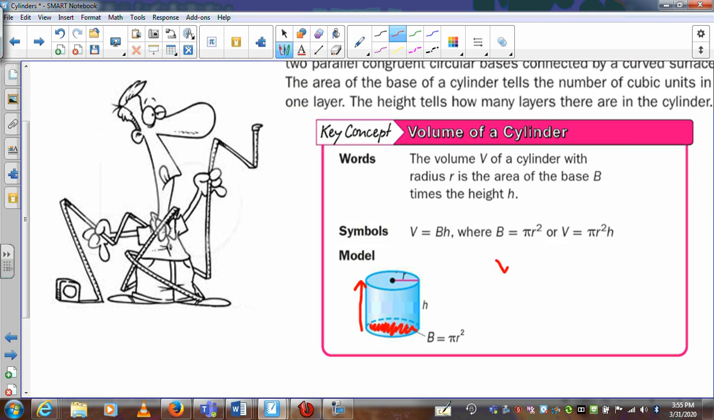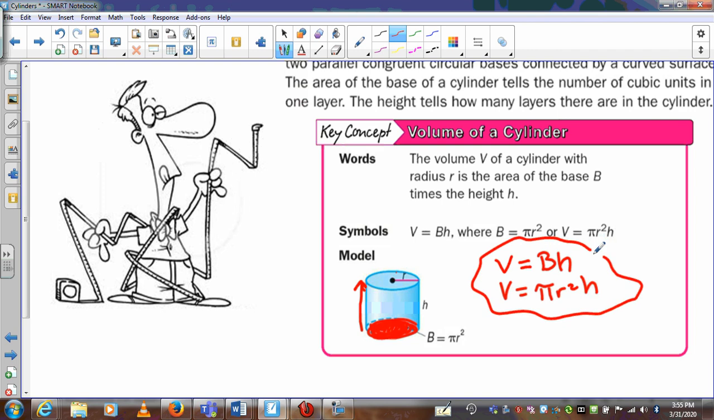In this case, since volume is big B times H, the base is a circle. And to find the area of a circle, you might remember, is pi r squared. So you're first going to find the area of the bottom, or the base, and then you're going to multiply it by how tall it is. So the formula that we are going to be using today, and on all of these problems, will be pi r squared h.